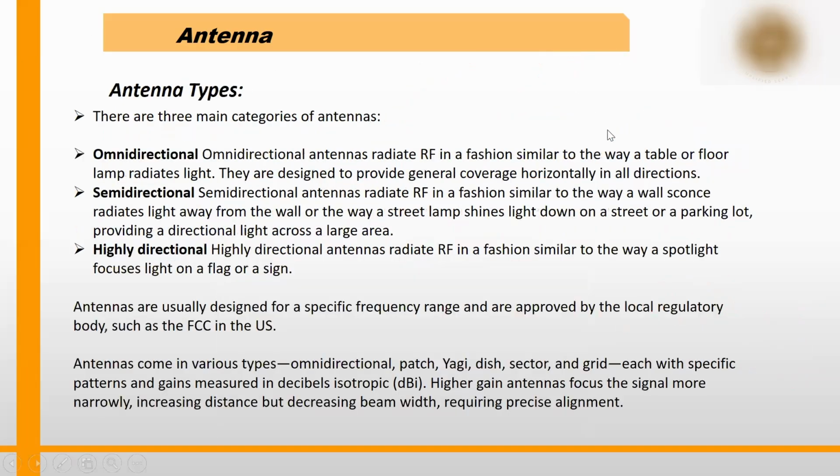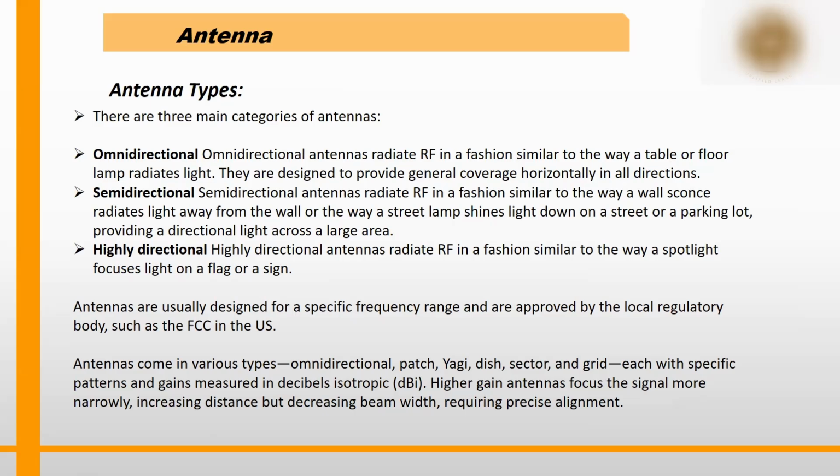Let's see the antenna types now. There are three main categories of antennas: omnidirectional, semi-directional, and highly directional. Omnidirectional antennas radiate RF in a fashion similar to the way a table or a floor lamp radiates light, which I explained previously. They are designed to provide general coverage horizontally in all directions.